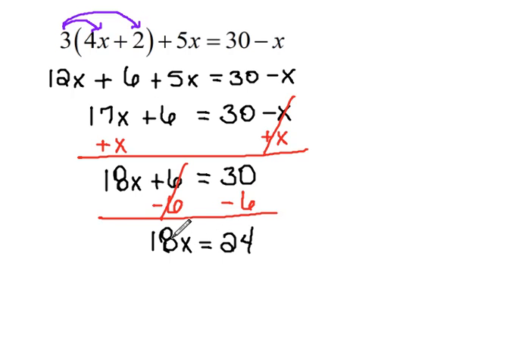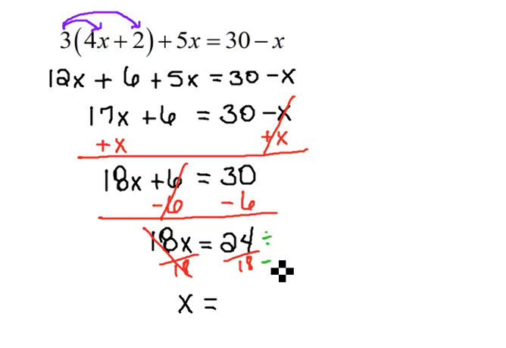Now again, we're trying to get x alone. So right now it's being multiplied by 18. So let's divide both sides by 18 to get it alone. So on the left now we have x equals 24 over 18. Well, that doesn't divide out nicely, but they are both even. So we could reduce them down.